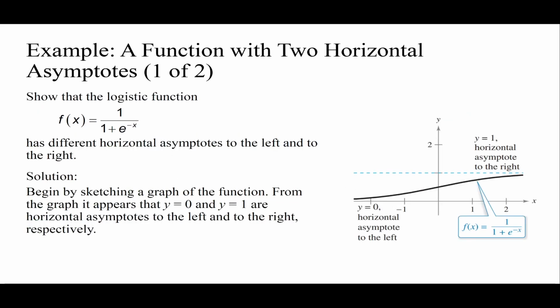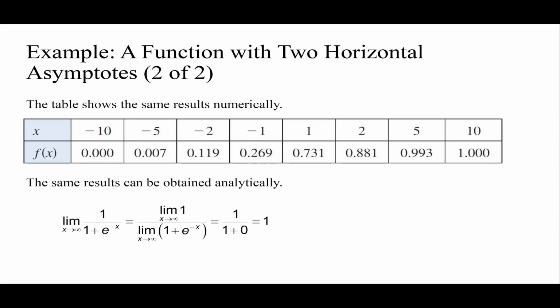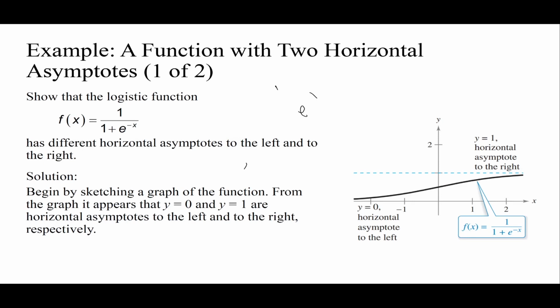One more example here, 1 over 1 plus e to the power negative x. This is not a rational function. When x approaches positive infinity, e to the power negative x goes to 0. So the graph approaches the line y equal to 1. When x approaches negative infinity, e to the power negative x approaches infinity, and 1 over infinity approaches 0. That's why this graph approaches y equal to 0. So there are two different horizontal asymptotes here, y equal to 0 and y equal to 1.